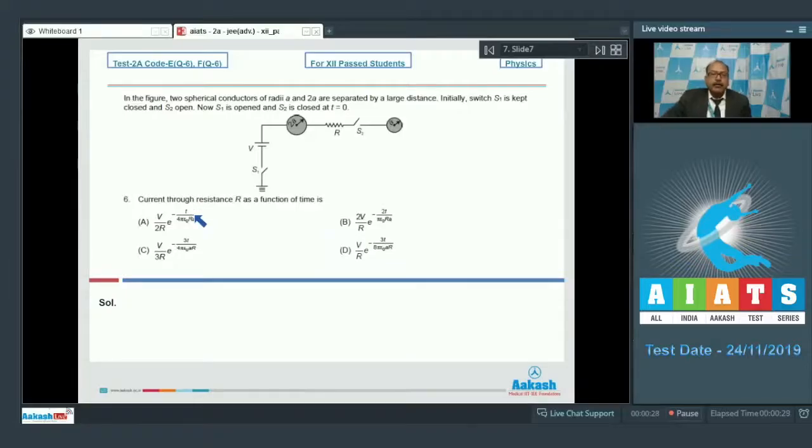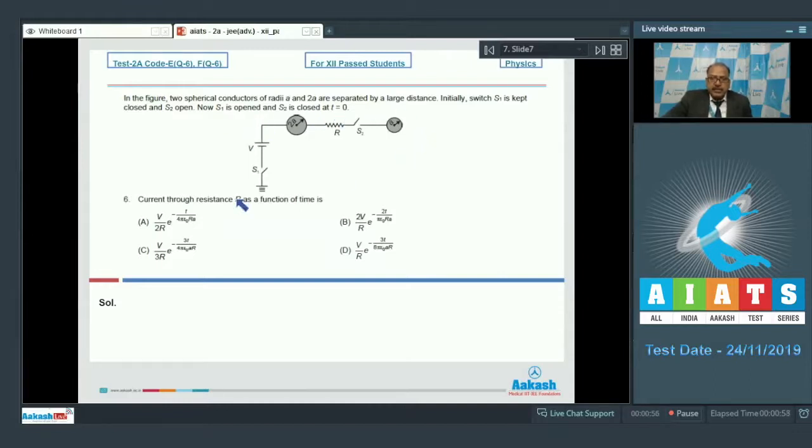Well, now we are in section 2, the paragraph type section. Let's look at the paragraph for questions 6 to 8. It says, in the figure, two spherical conductors of radii A and 2A are separated by a large distance. Initially, switch S1 is kept closed and S2 open. Now S1 is opened and S2 is closed at t equal to 0.